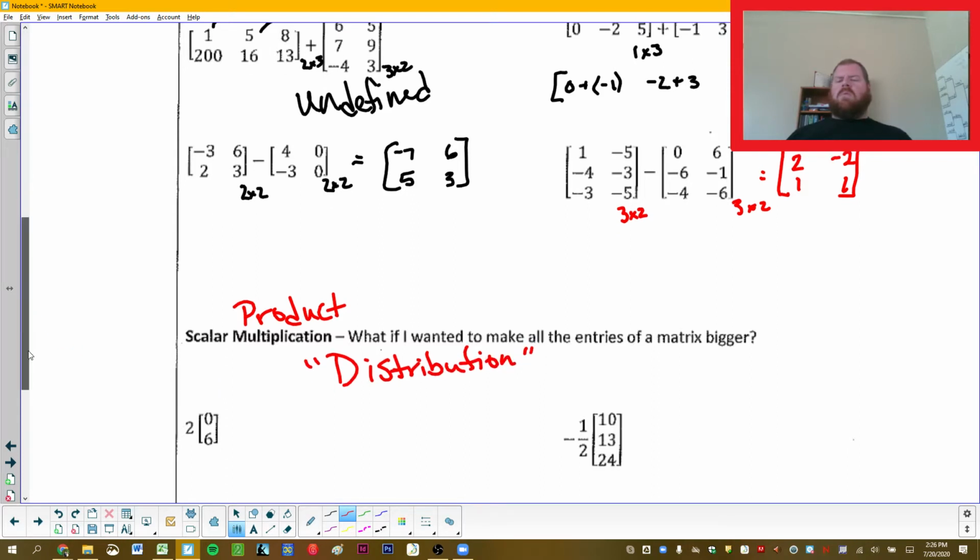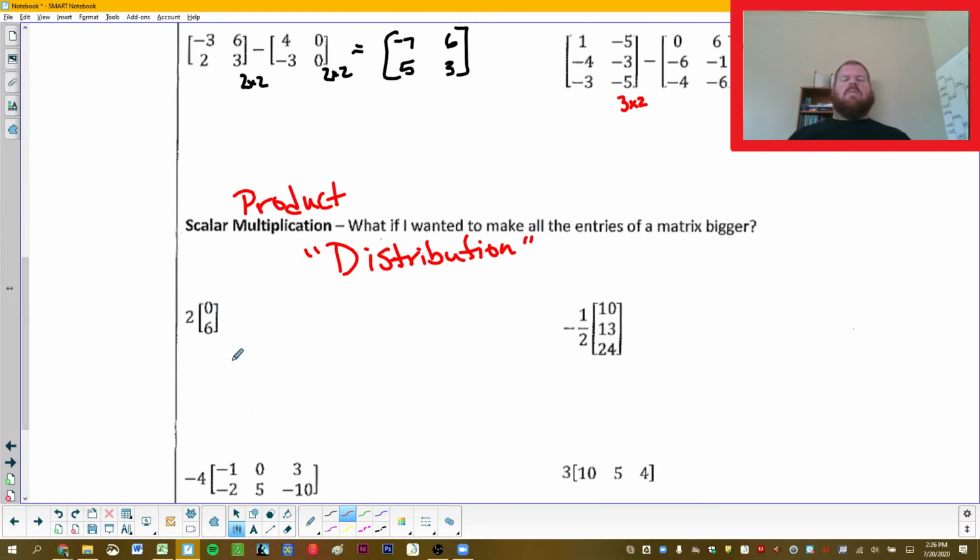We're going to multiply the number that's outside by every number inside. This is an operation of matrices that doesn't depend on its dimension. It can always be done. So if I multiply this matrix by 2, I'm going to get another 2 by 1 matrix. That's 0, 12.